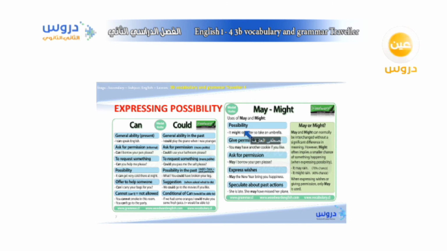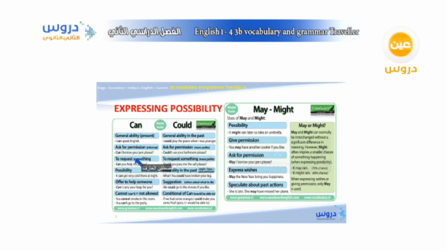So can in the present has some kind of a meaning that expresses general ability. For example, I can speak English. You are telling me that you are able to speak English. I can speak English. I can speak Spanish. I can cook kapsa, and so on. Also, we use it to ask for permission. Can I borrow your pen, please? Can I? Is it okay? So you are asking for permission.